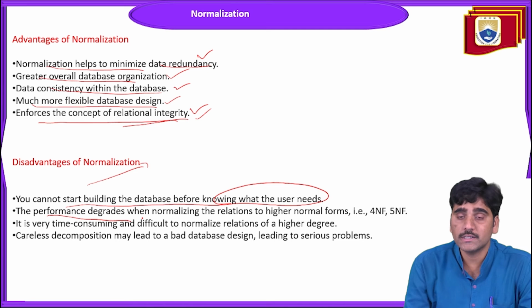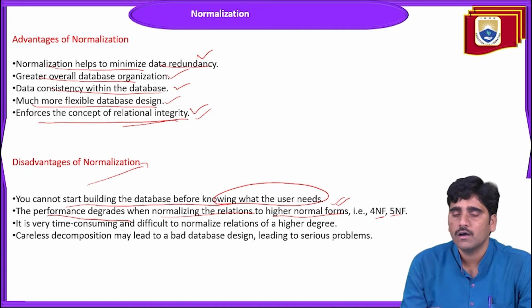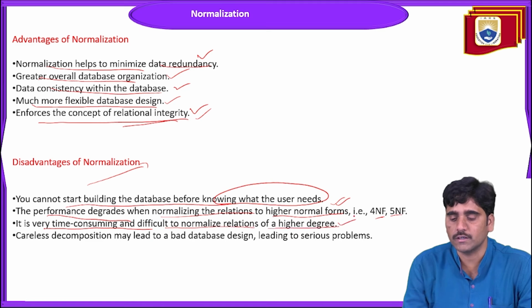And the performance degrades when normalizing the relations to higher normal forms, like 4th NF or 5th NF. The performance is going to decrease whenever you take multiple or higher normal forms, and it is very time consuming and difficult to normalize relations of higher degree.